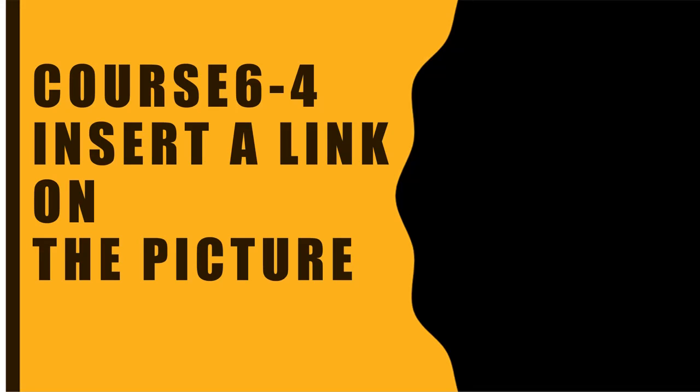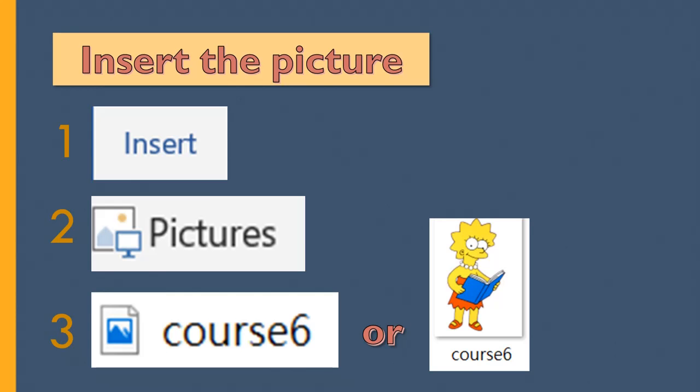At course 6.4, I will show you how to insert a link on the picture. There is a different way to insert a link. Instead of directly making the address into a link, we can also make a picture into a link. First, click the Insert tab, then click the Picture ribbon. Click Course 6 Picture.